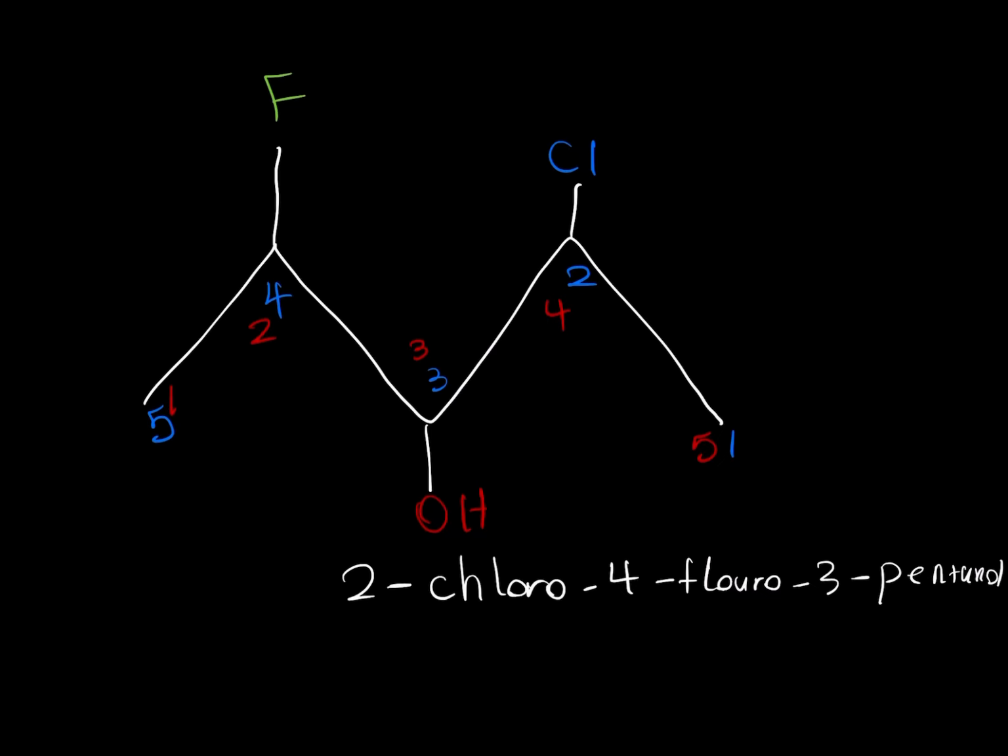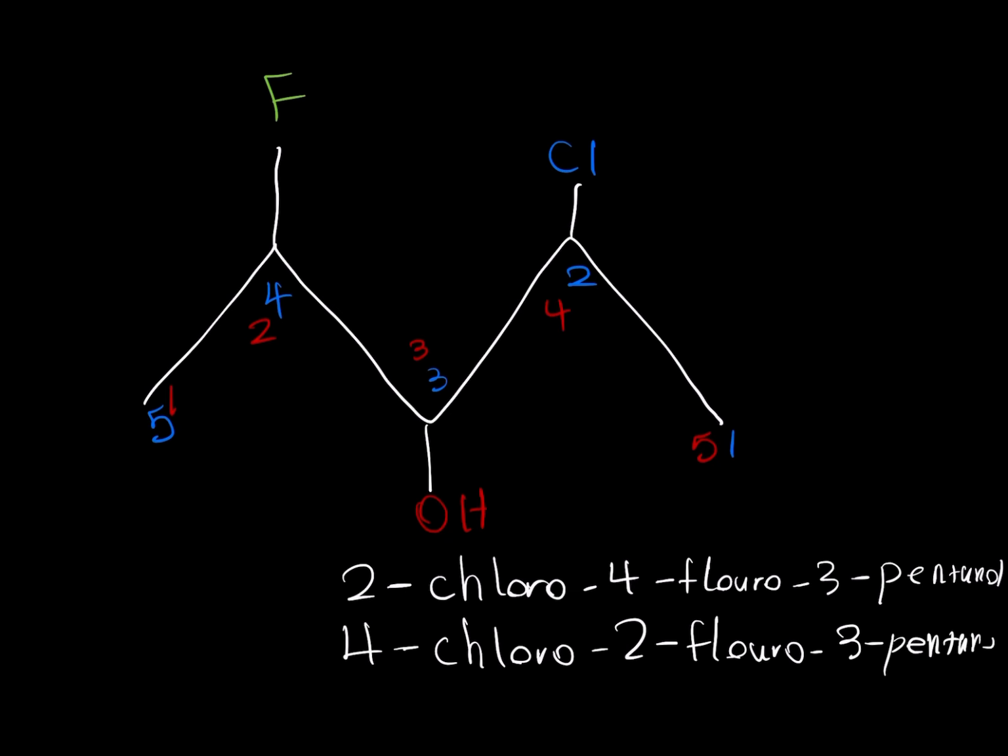If we do the way we counted in the red, it would be the same thing except that chlorine would be on position number 4 and fluorine would be on 2, as opposed to it being the other way around. So we would write 4-chloro, 2-fluoro, 3-pentanol. Which one of these would be the best answer?